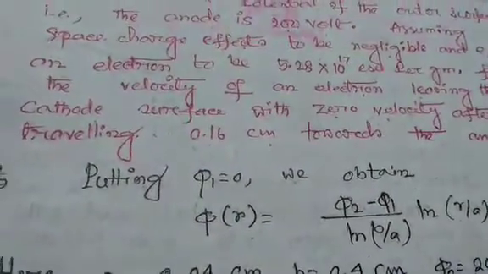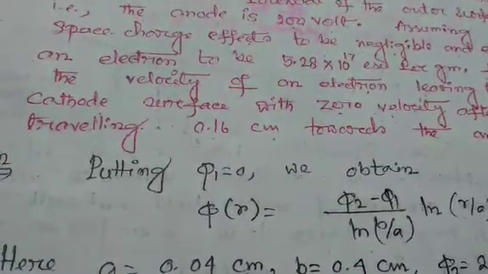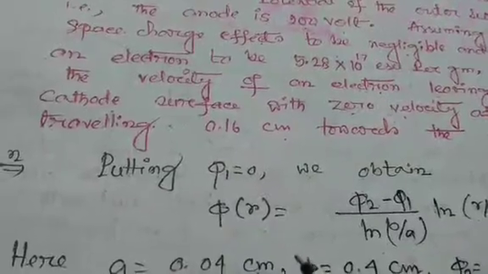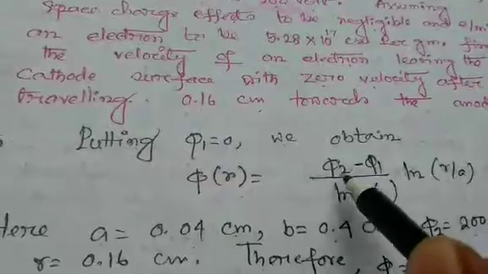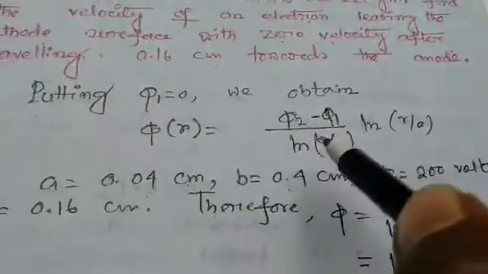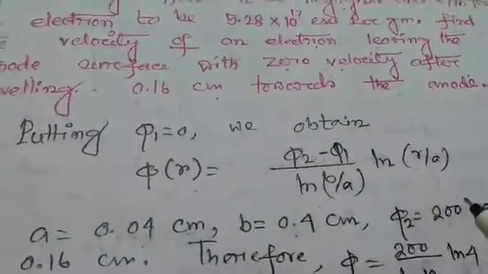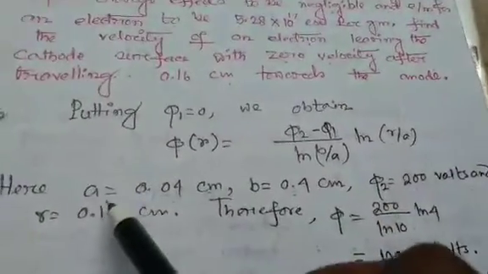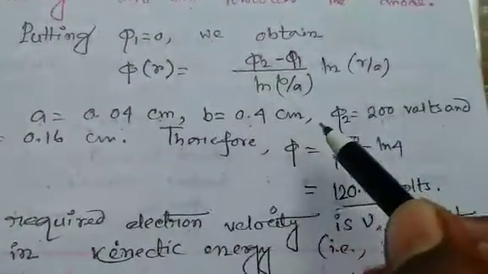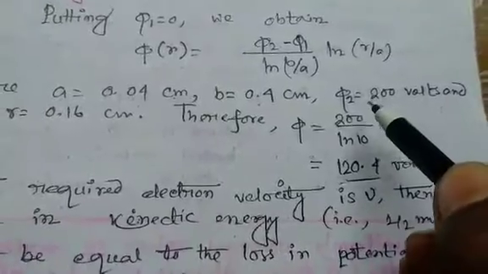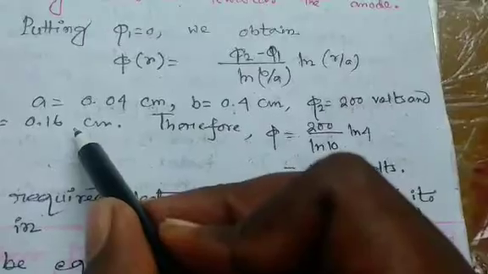So we know for a cylindrical diode, the potential difference between inner surface and outer surface is phi equals to phi 2 minus phi 1 by ln b by a into ln r by a. ln means log base e. So a is the inner surface radius and b is the outer surface radius, and phi 2 is outer surface voltage, and r equals to 0.16 centimeter.